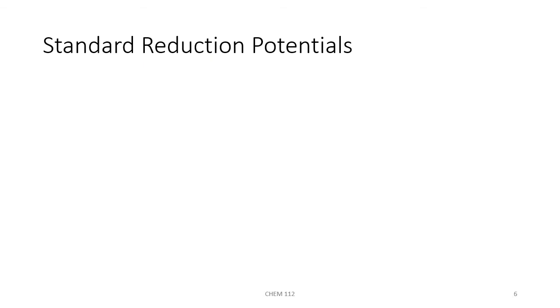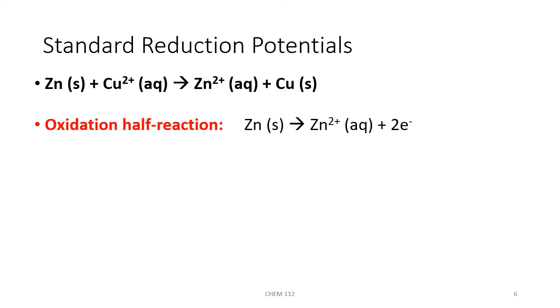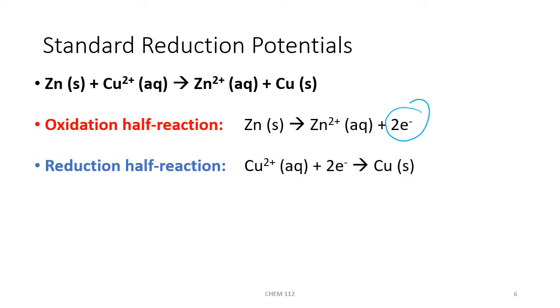So still talking about standard reduction potentials, going back to our zinc copper reaction, still using that same one because we have been talking about it a lot. Our oxidation half reaction would represent the oxidation of zinc, where we have solid zinc forming zinc 2+, and that represented the loss of 2 electrons. Our reduction half reaction was copper 2+, gaining 2 electrons to form solid copper.